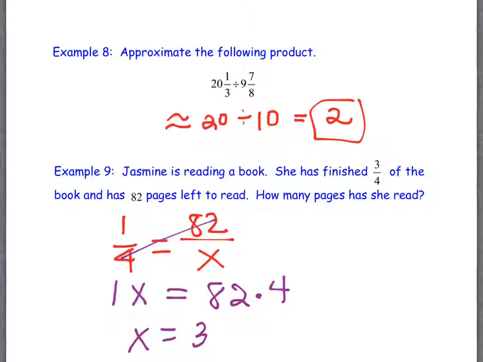328. 328 what? Pages. Now, we want to be careful to answer the question we were asked. What question are we actually asked? How many has she read? Like, what page number is she on, so to speak? How many has she read? Is that this number? Now, what is this number? All right, so this is the pages in the whole book, right?